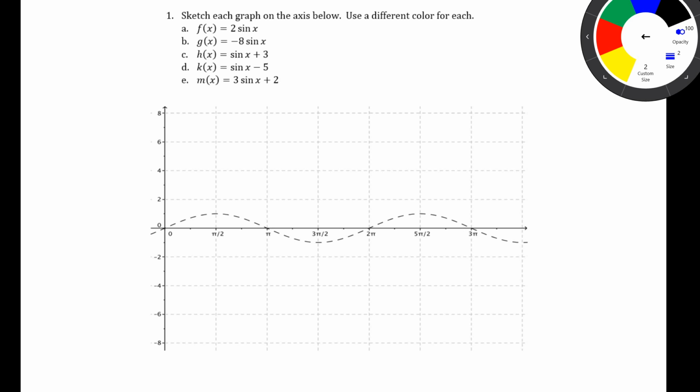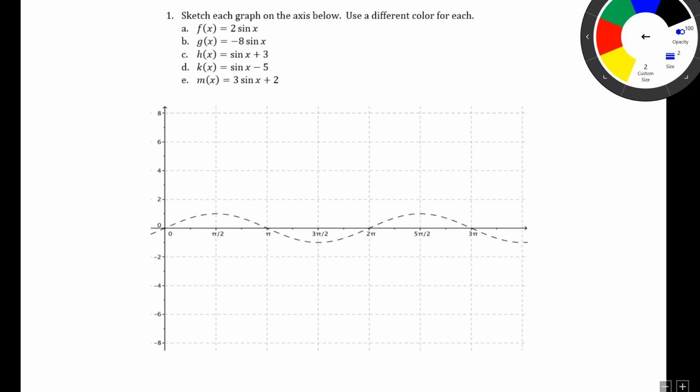The first function is f of x equals 2 sine of x. The 2 is the amplitude. So what that's going to tell us is that we're going to go up to the value of 2 as a maximum and down to a value of -2 as a minimum. The actual sequence of the graph is going to stay the same. So if you look at the dotted curve that I provided for you, that would have an amplitude of 1.